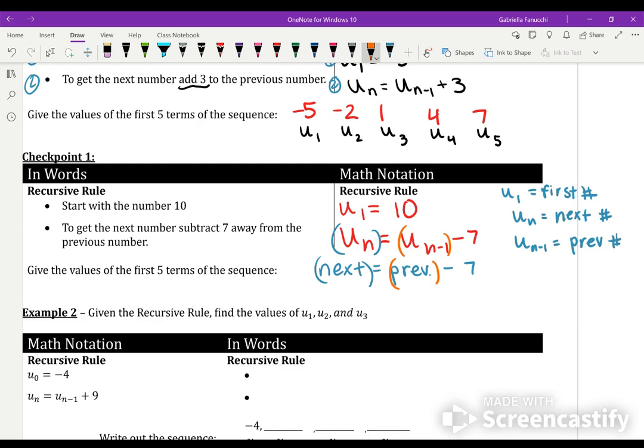Okay. And again, we're looking to find U1, U2, U3, U4, and U5. So we're looking to find the first, the second, the third, the fourth, and the 5th number in this sequence. So we already know that U1 is going to be 10, and we're subtracting 7. So 3, -4, -11, and -18. Okay.